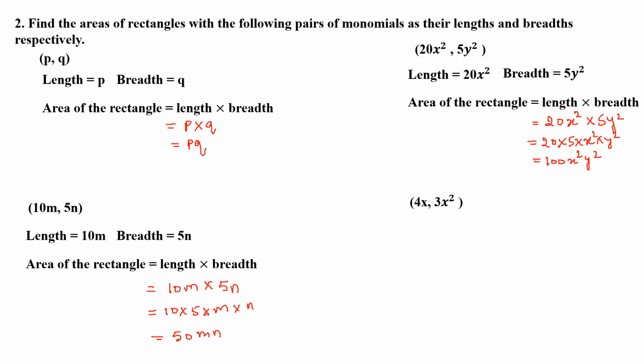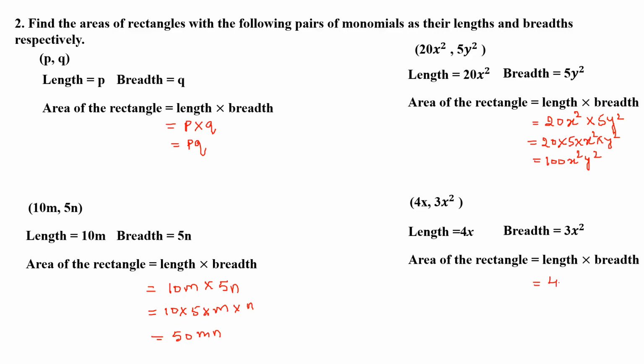Next, length is 4x, breadth is 3x square. So area of the rectangle is length into breadth. So it is 4x into 3x square. So multiply the numerical part, 4 into 3 and the variable part is x into x square. So 4 into 3 is 12 and x into x square will give me x cube. So 12x cube is the answer.